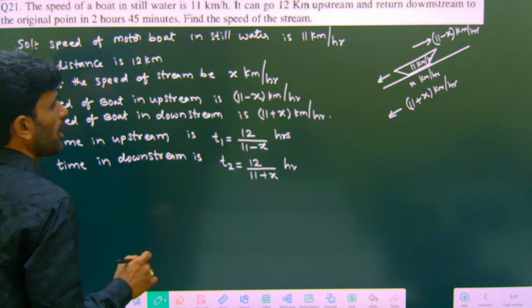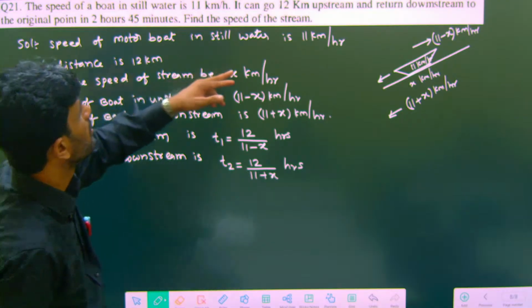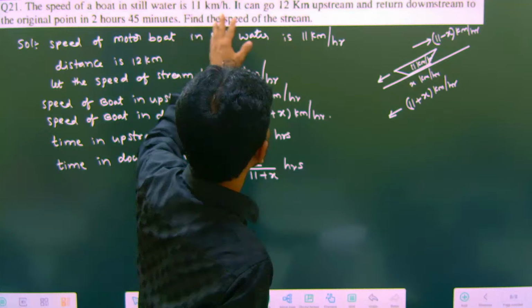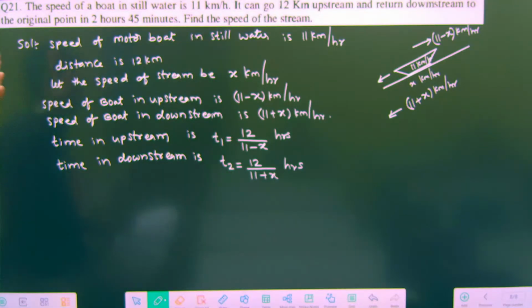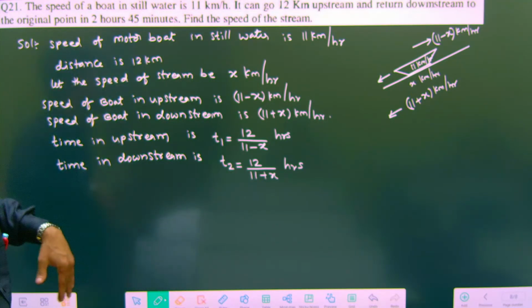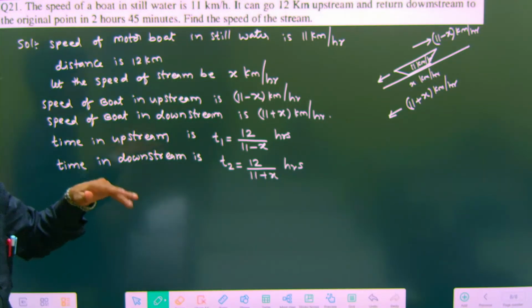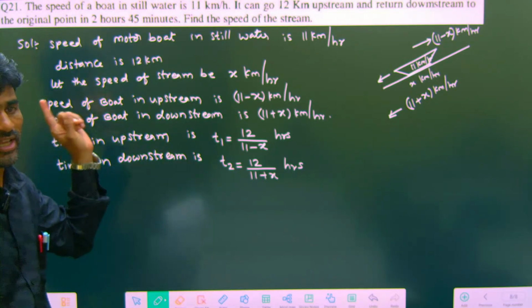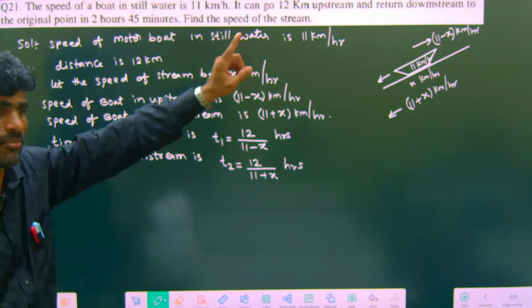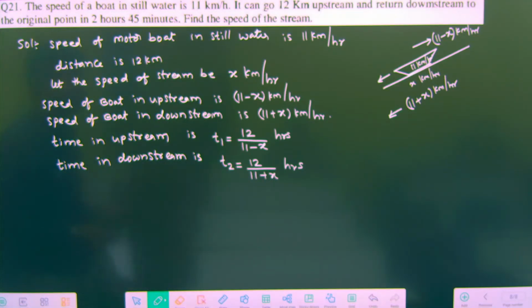Now after this you have to observe carefully whether the difference in time is given or the sum of time, the total time, is given. They mentioned the time taken to go upstream and to return back downstream to the original point. Means 2 hours 45 minutes is the total time to go and to come back. Sometimes it is mentioned that it takes 1 hour more upstream than downstream, and then the difference of time is given. But here the total time to go upstream and to come back to the same point is 2 hours 45 minutes. You should understand it is total time.